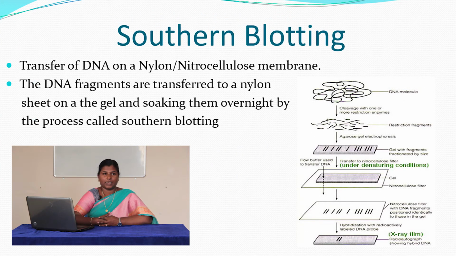Southern blotting is the next step after gel electrophoresis is done. What is Southern blotting? The transfer of DNA onto a nylon or nitrocellulose membrane. The DNA fragments are transferred from the gel to a nylon sheet by soaking them overnight, in a process called Southern blotting.